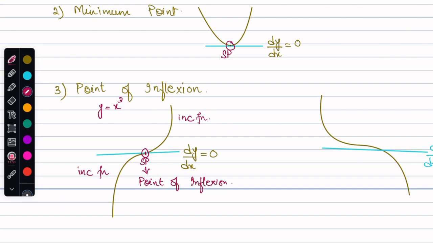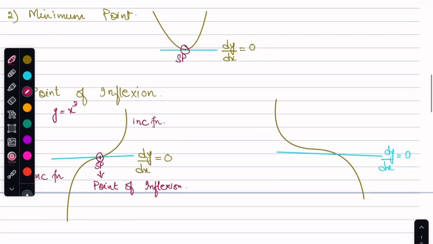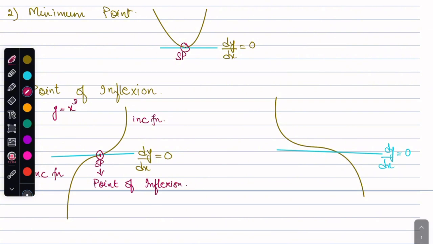So a point of inflection is the stationary point before and after which the gradient does not change its sign. And the second case that I have drawn here is, let's say, I can just give an example as negative x cubed. So if this is negative x cubed, then this is the stationary point at which I can see that the gradient is zero.